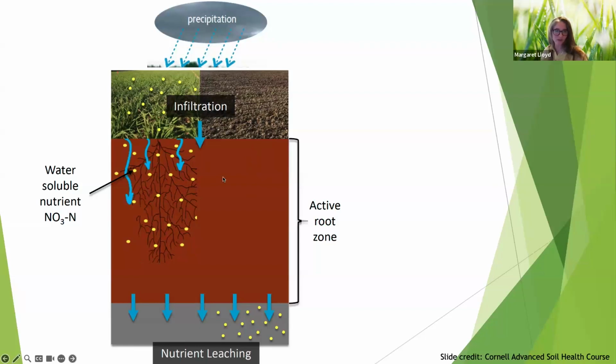Whereas in a fallow soil, those yellow dots representing nitrate, the nitrate is pushed deeper out of the active root zone into deeper profiles in the soil. And so you see them down here. And that's where they become at risk of leaching into subsurface water sources.